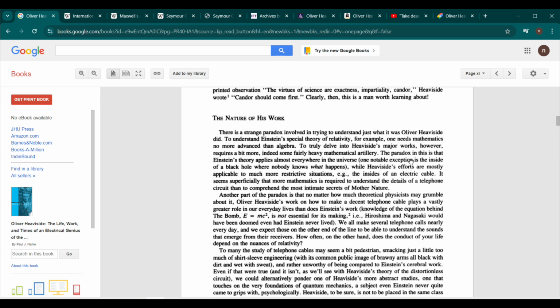The paradox in this is that Einstein's theory applies almost everywhere in the universe. One notable exception is the inside of a black hole, where nobody knows what happens, while Heaviside's efforts are mostly applicable to the much more restrictive situations inside an electric cable. It seems superficially that more mathematics is required to understand the details of a telephone circuit than to comprehend the most intimate secrets of Mother Nature.